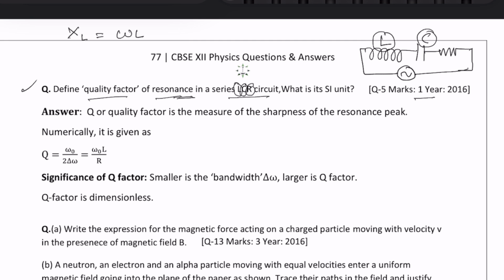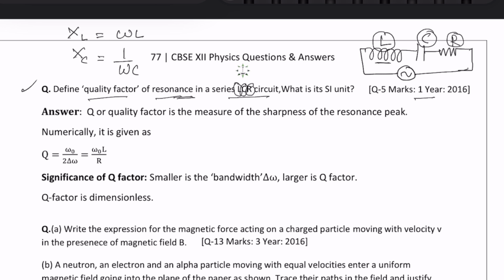What is omega? Omega is the frequency of AC, and L is the constant of this solenoid, the inductance L. Correct. XC is the resistance offered by the capacitor. This is 1 by omega into C. C is the capacitance of the capacitor, omega is the frequency of AC. And what is the resistance offered by this? This is R, the ohmic resistance. Okay.